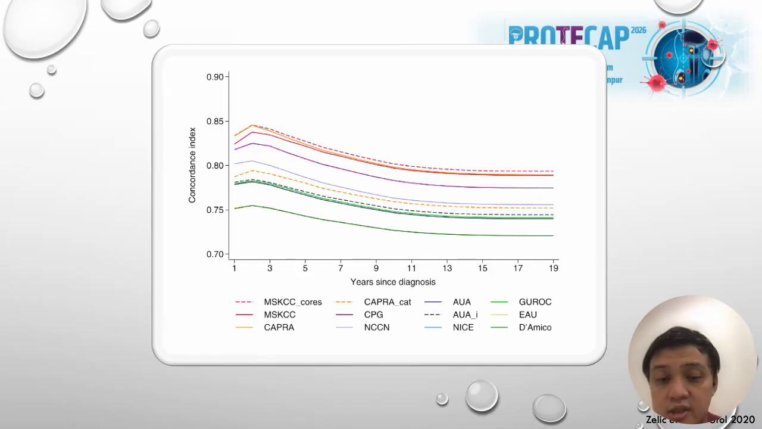So this is a study done by Zelig et al., looking at the different tools and nomograms to see which can predict cancer-specific mortality better. You can see from the graph, the ones with the highest concordance index are the MSKCC Kappa nomograms, as well as the Cambridge Prognostic Group score. Surprisingly, although everybody uses them, EAU and D'Amico are actually at the bottom.